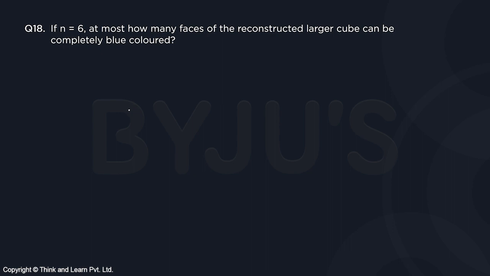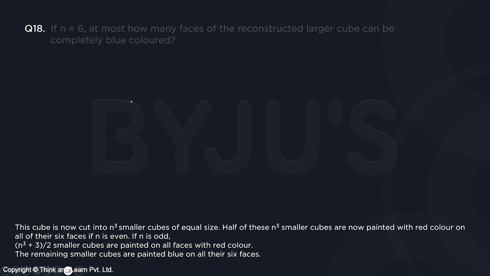Now it says if n is equal to 6, at most how many faces of the reconstructed larger cube can be completely blue colored? So now he has given the value of n as 6. Now he wants at most how many faces can be completely blue colored. I want the maximum of them to be blue colored now, right? 6 is an even number. So I can straight away say 6 cube divided by 2, that is 108 of them are red cubes and 108 of them are blue cubes.